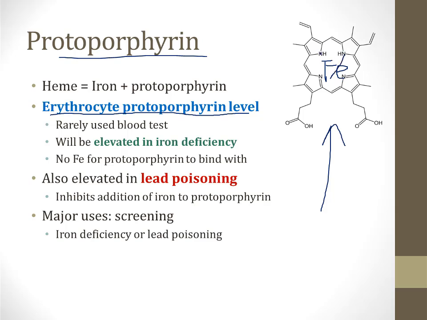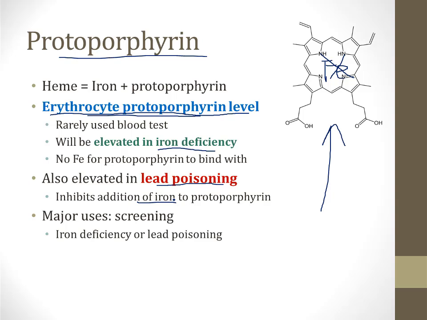So when there's not enough iron around, you will see elevated levels of protoporphyrin inside red blood cells, and you can detect that clinically. That's an increase in the erythrocyte protoporphyrin level, and it's seen in patients who are iron deficient. It's also seen in patients who have lead poisoning. Lead poisoning, as we'll talk about in a few slides, inhibits the addition of iron to protoporphyrin, so therefore you again cannot add iron to protoporphyrin, and the level of erythrocyte protoporphyrin may rise.